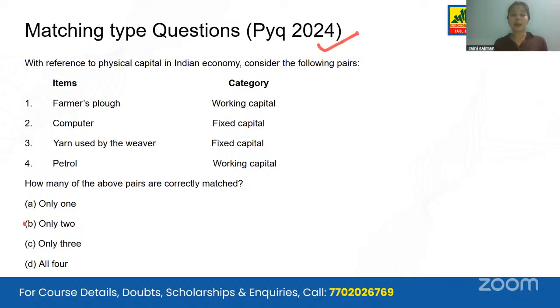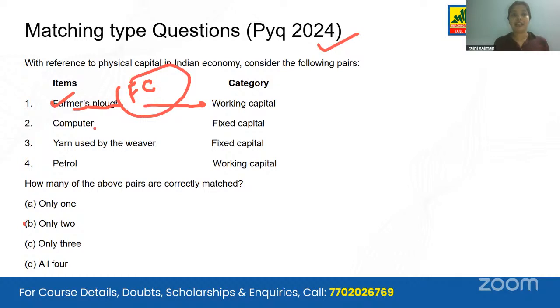So now they're talking about working capital and fixed capital. What is working capital? What is fixed capital? So now farmer's plot, is it a working capital? What do you think? Yes, the farmer is working with it every day. But my dear friend, it is a capital. This is a long-term fixed capital because he is buying it and it can be used for a year long and more than that. Okay, so your farmer's plot is not a working capital, it is a fixed capital.